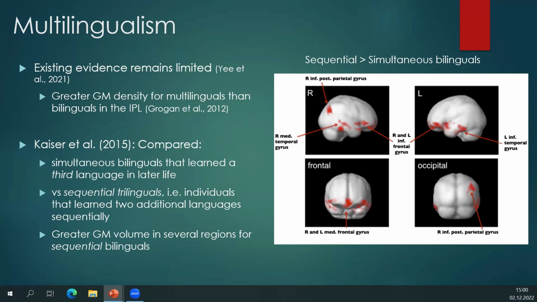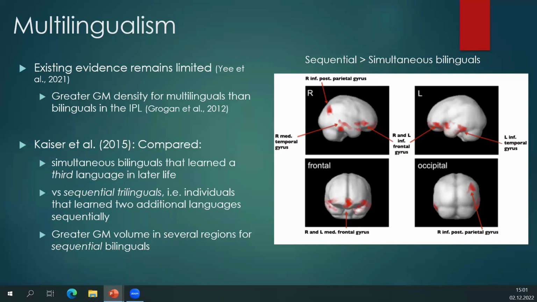In the Kaiser study, they compared simultaneous bilinguals that learned a third language in later life. So these are simultaneous bilinguals with a third language later on, and sequential trilinguals, so people that learned two languages later in life. I'm not quite sure which one is best described as sequential trilingual, but both can be, right? Thank you, Thomas.